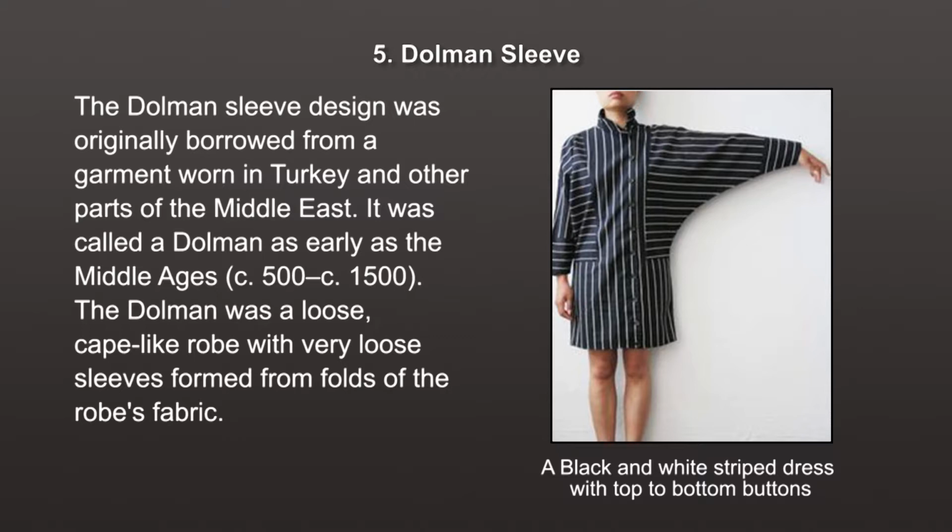The Dolman sleeve design was originally borrowed from a garment worn in Turkey and other parts of the Middle East called a dolman as early as the Middle Ages. The dolman was a loose, cape-like robe with very loose sleeves formed from the folds of the robe's fabric. The image we see here is an example of a modern dolman sleeve.